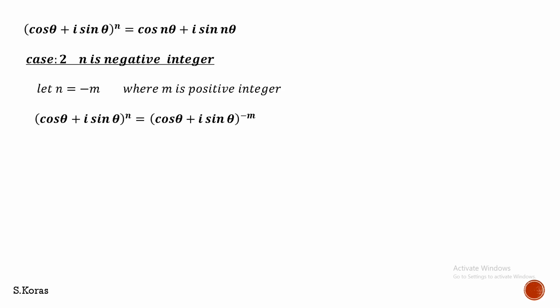Right. According to that formula, a power minus m can be written as 1 by a power m. So we have done that: 1 by (cos theta plus i sin theta) the whole power m, since minus m becomes plus m. Right. Now this m is a positive integer.